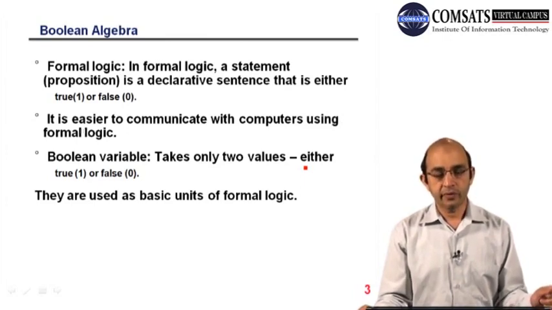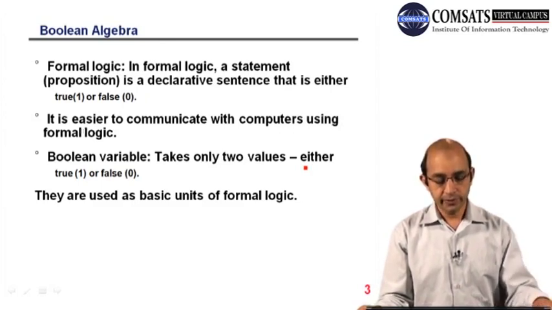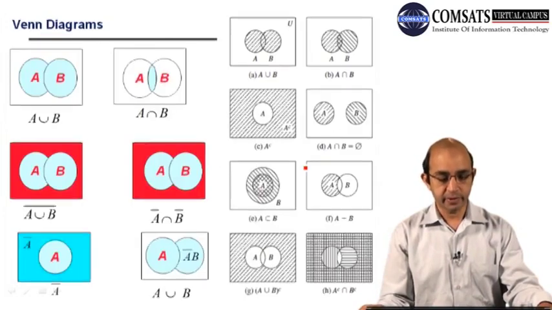Our computer system is based on this formal logic. In order to use that formal logic, we define Boolean variables, and those Boolean variables can take two values. As we are talking about binary, they can take only 1 and 0, true, false, yes, no. So this formal logic is the basic building block of our computer system.